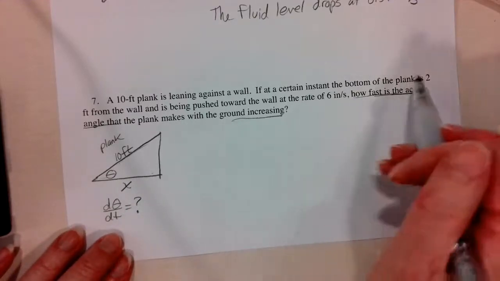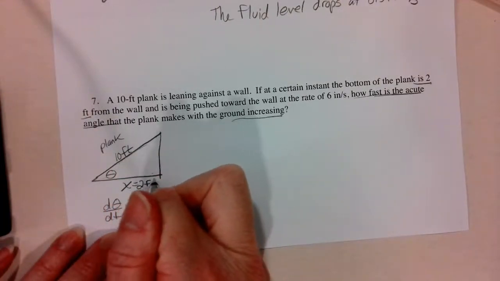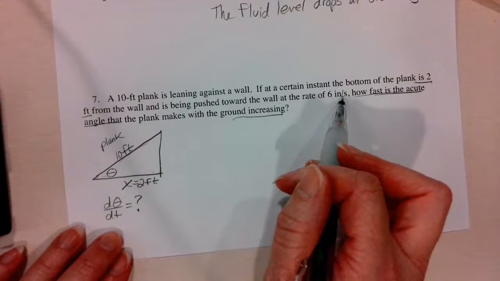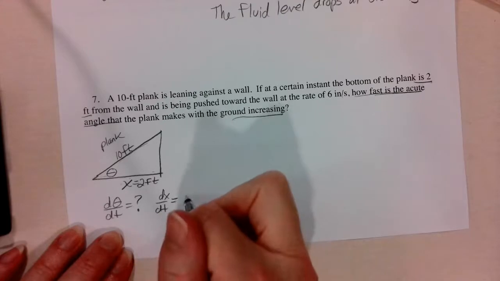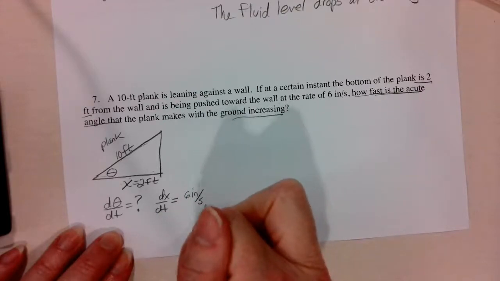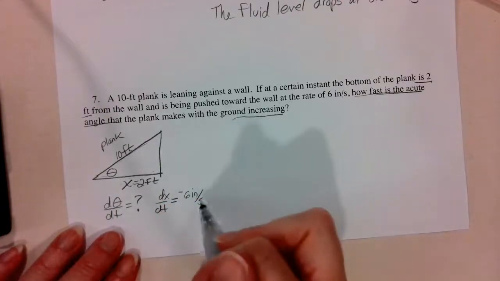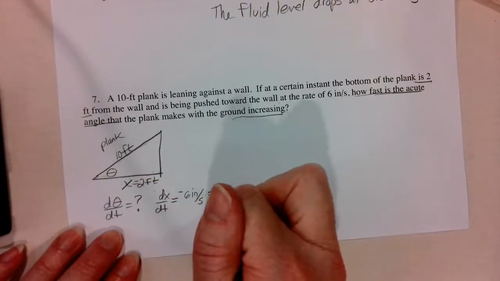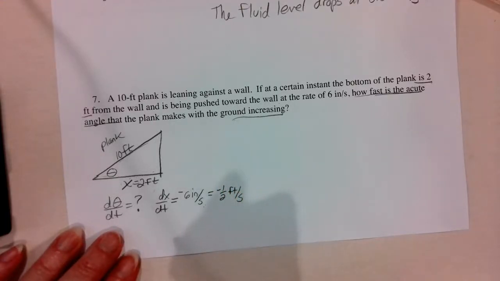We also have, at a moment in time, the plank is 2 feet from the wall. So x equals 2 feet at one particular moment. Because it's being pushed towards the wall, that means this is a changing length, and dx/dt is equal to 6 inches per second. Being pushed is decreasing the distance, so I'm going to say negative. You want to be on the lookout for units. These are in feet, this is in inches. Quick conversion, we have a negative half of a foot per second. Then I have all the information out, I know what I'm looking for.